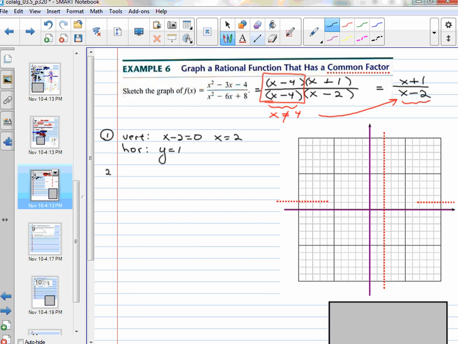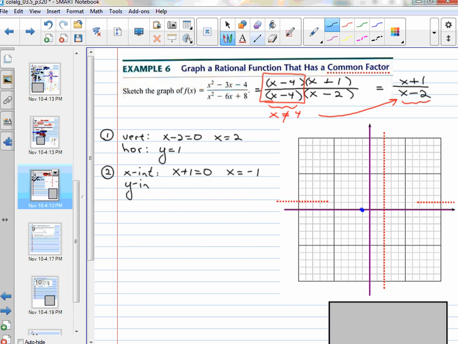Next I'm going to look for x-intercepts and then y-intercepts. I know x-intercepts are where the numerator equals 0. X plus 1 equals 0, that's where x is negative 1. X-intercept at negative 1.